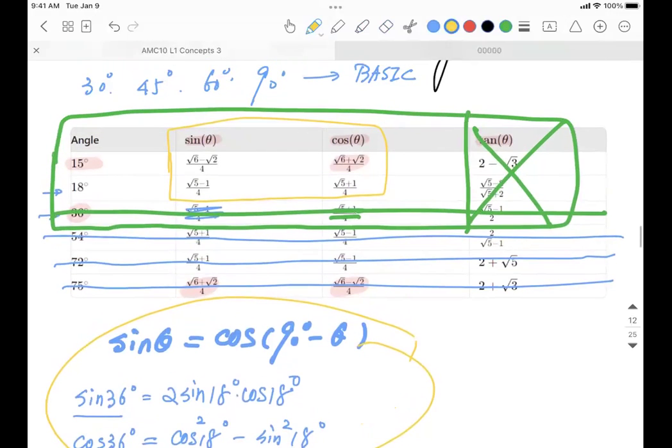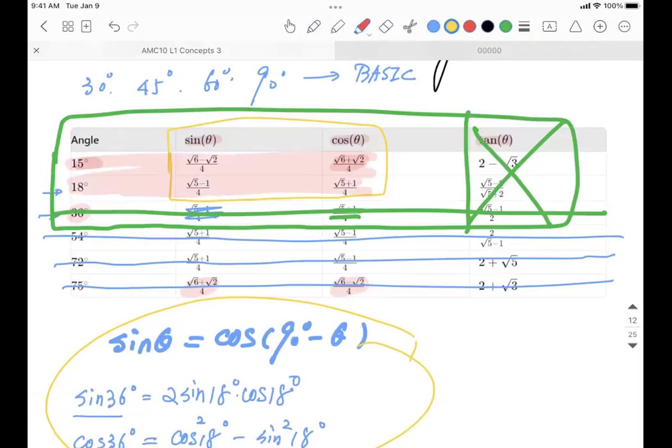So what I'm trying to say is that if you really remember everything we talked about, you just have to remember these two, 15 degrees and 18 degrees. As long as you know these two, you will be able to easily derive 36, 54, 72, 75, and so on and so forth. Trust me, it is very important to remember the accurate value, not the one you calculate, for those angles, because sometimes that's really going to help you expedite your calculation process.